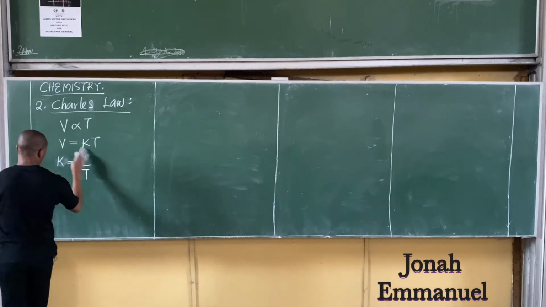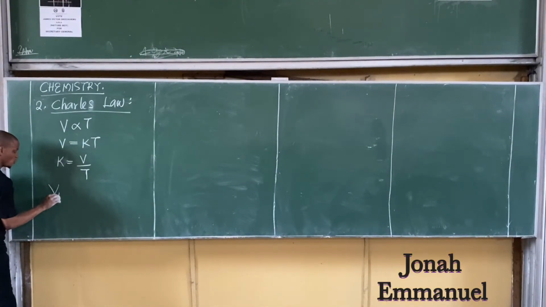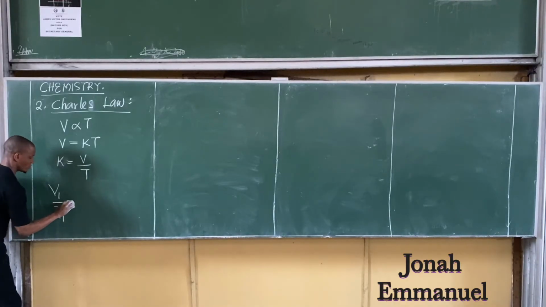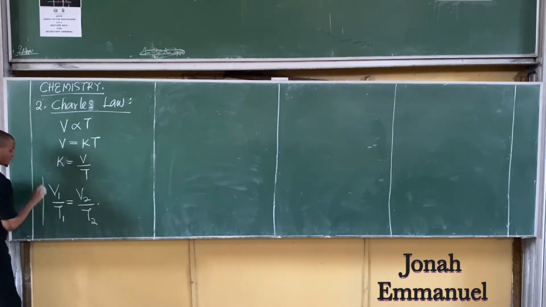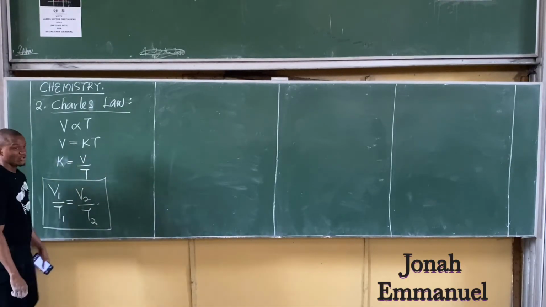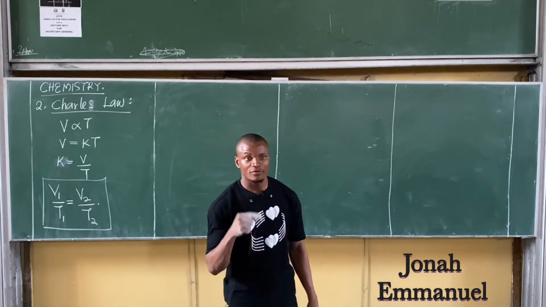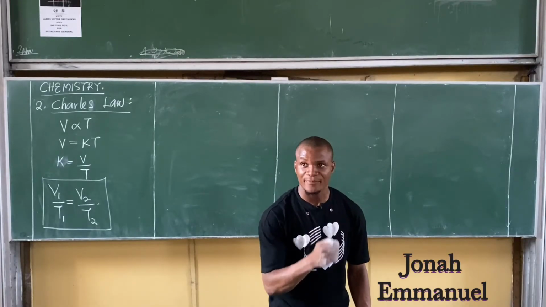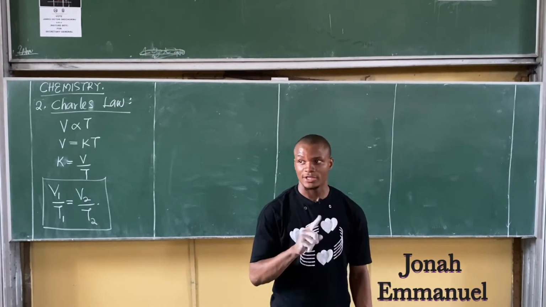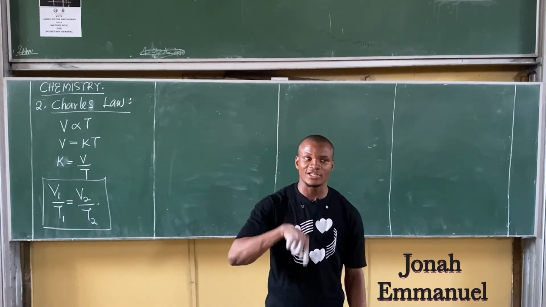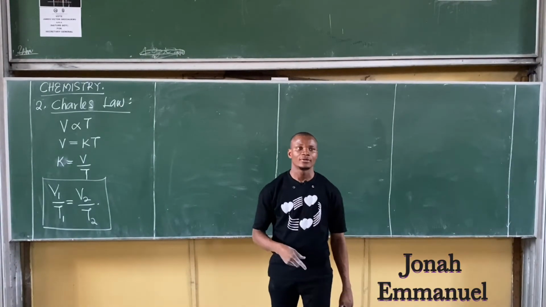Alright, so of course, if pressure remains constant here, it means that V1 over T1 is equal to V2 over T2. This is the expression for Charles law. For Boyle's law, P1 V1 equal to P2 V2, temperature is constant. For Charles law, V1 over T1 is equal to V2 over T2. At this point, pressure is kept constant.